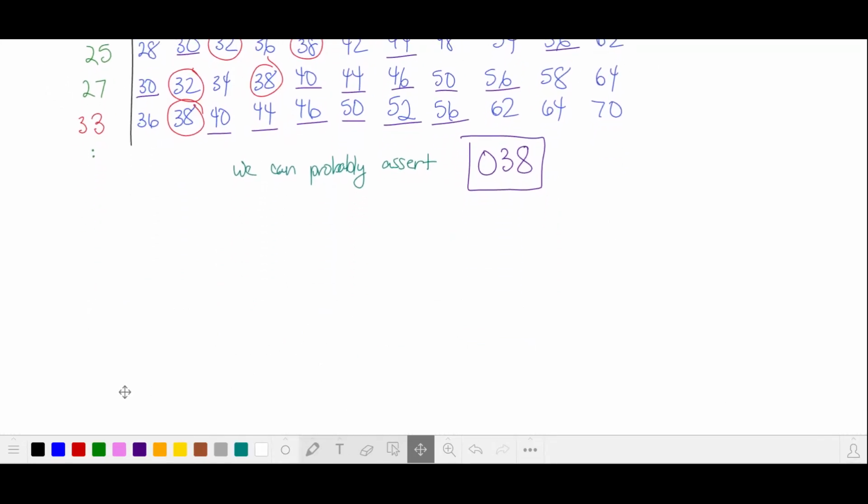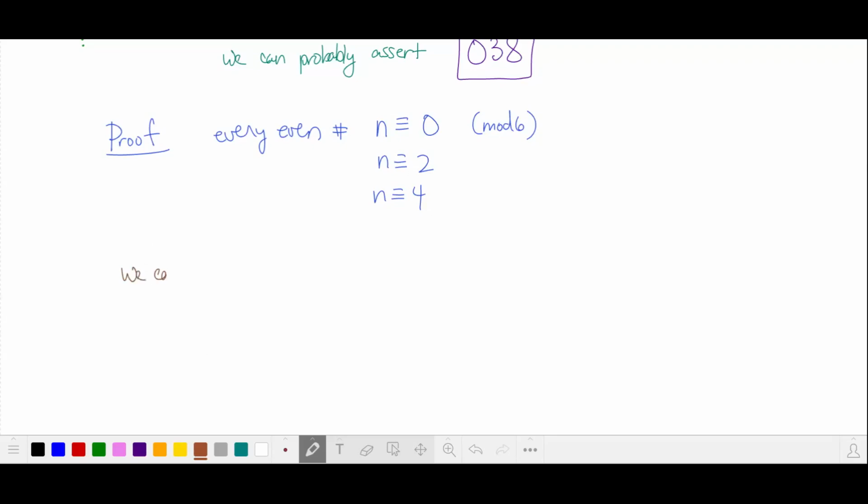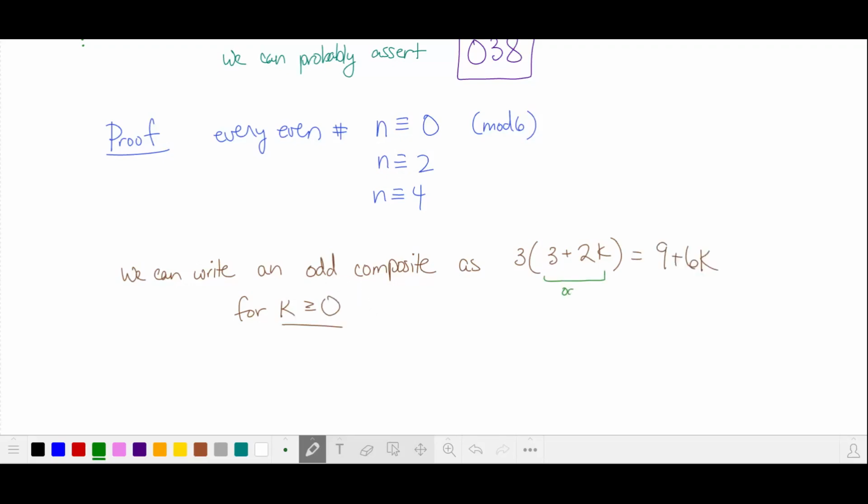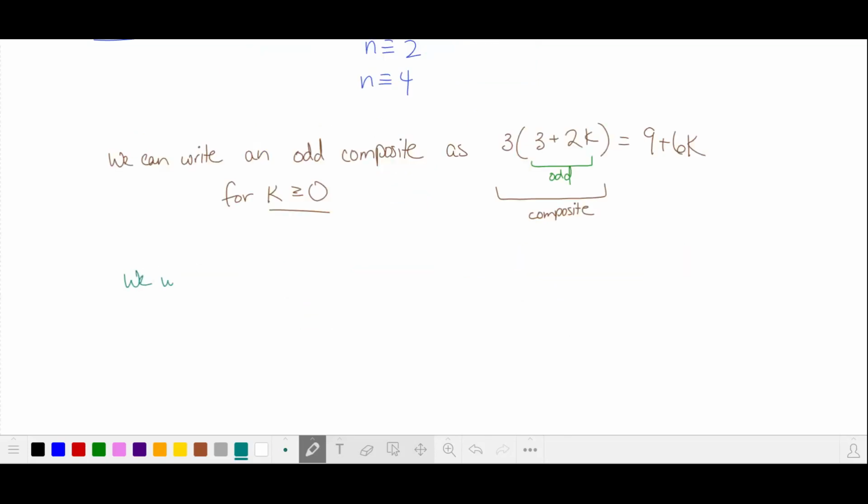If we have more time, we can prove that this is in fact the largest even number. In our proof, we will note that every even number n has 3 mod 6 residuals: 0, 2, or 4. We'll also note that we can write an odd composite number as the product of 3 and 3 plus 2k, where k is a non-negative integer. The second factor is odd, and multiplying it by 3 makes it composite. So we are going to write our number n as the sum of 9 plus 6k and another odd composite, and take the mod 6 residual.